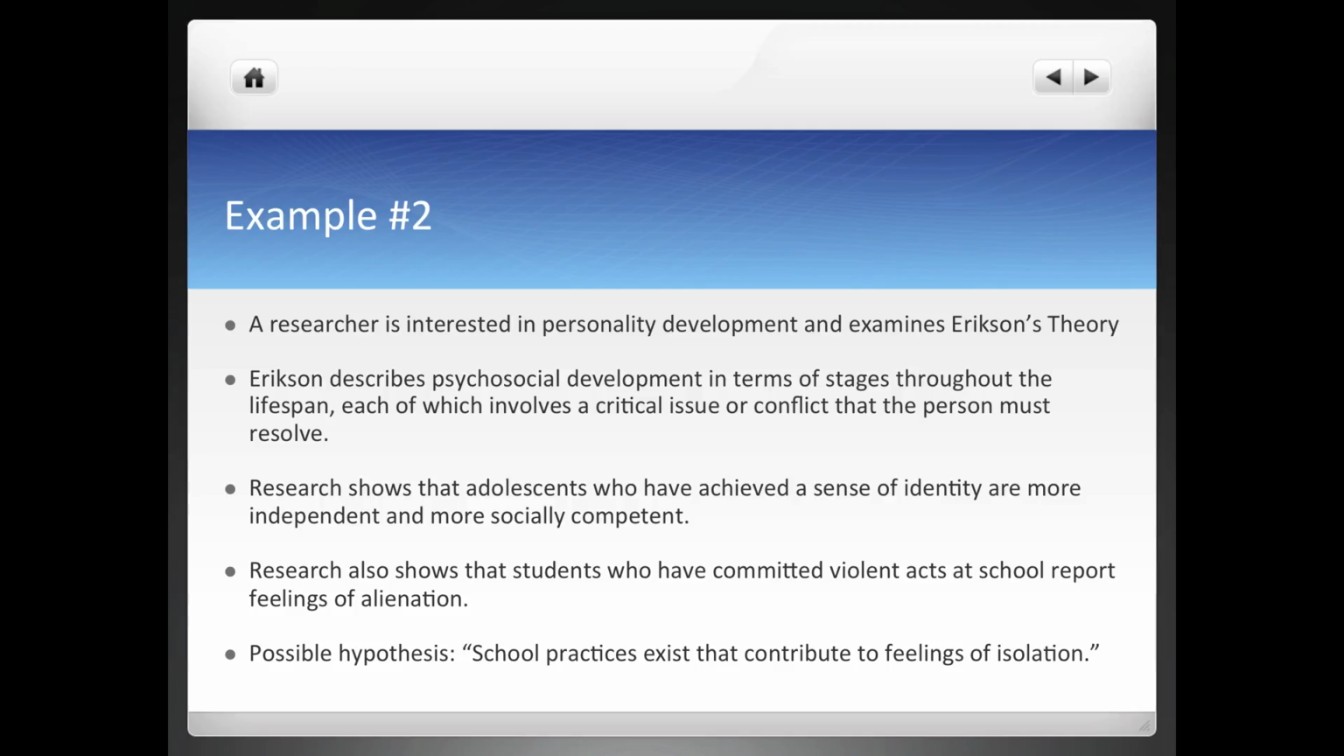Do you buy into that? I don't know. Do I buy into it? I don't know, because I just don't know enough about this kind of stuff. But the 3rd bullet, I found that research shows that adolescents who have achieved a sense of identity are more independent and more socially competent. That's what the research shows. Research also shows, putting a little spin on that, that students who have committed violent acts at school report that they had feelings of alienation. Possible hypothesis: school practices exist that contribute to feelings of isolation.